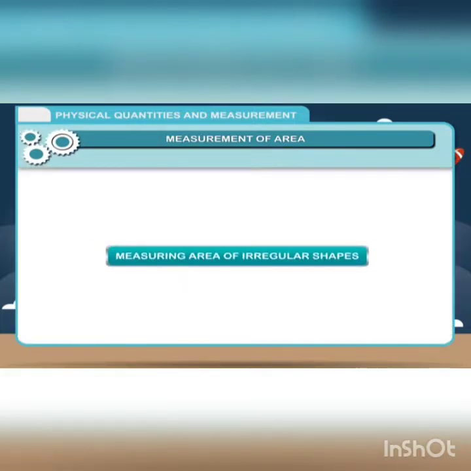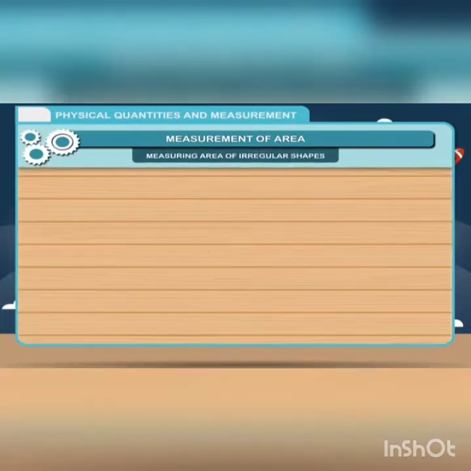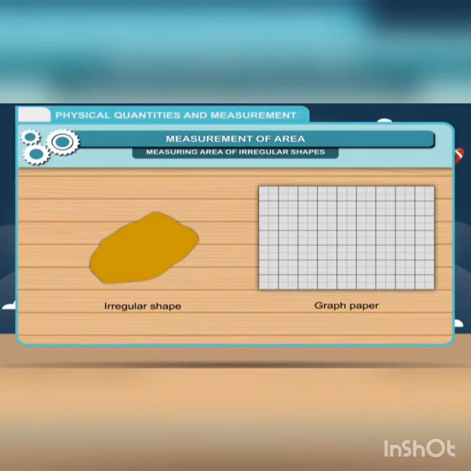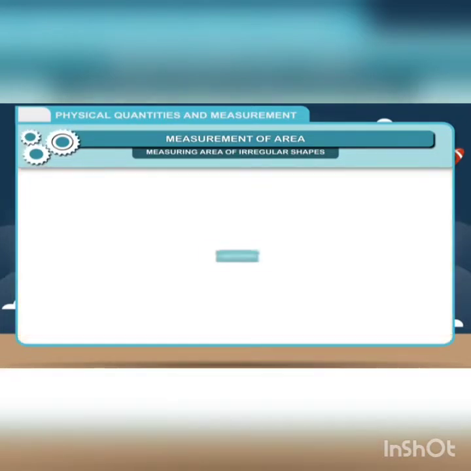Measuring area of irregular shapes. Irregular shapes do not have easily measurable dimensions. Therefore, it is difficult to have a formula for measuring the area of an irregularly shaped region. Areas of irregular shapes can be determined with the help of graph paper. A graph paper has equal-sized squares of sides 1 centimeter each and smaller squares of sides 1 millimeter each.